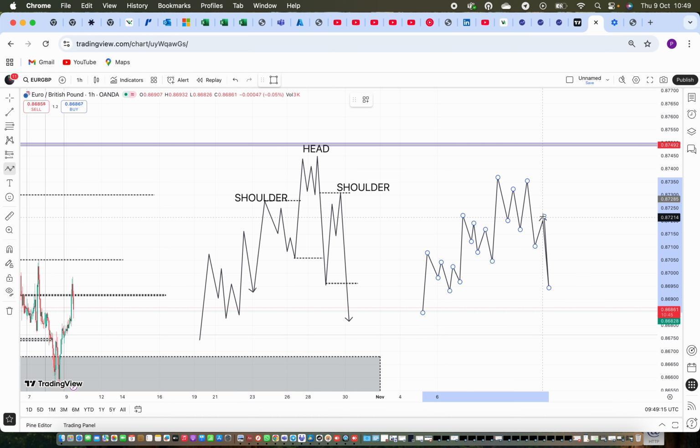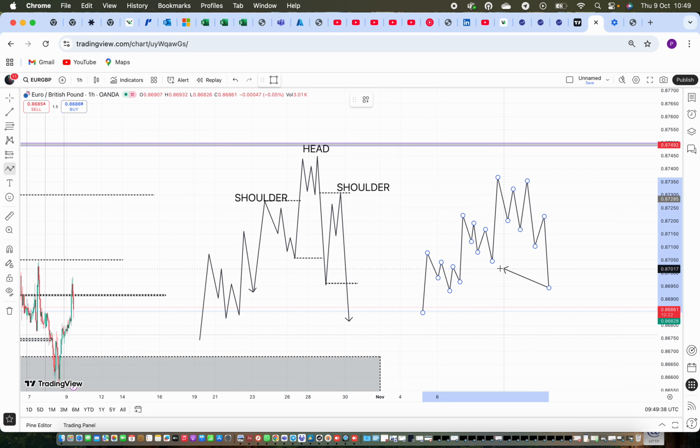The low that was created before we have that break of structure, which is more like the point of liquidity, is going to be seen as our next shoulder. All right, so whenever we have this formation, we already have a head, a shoulder, a head, and a neck.